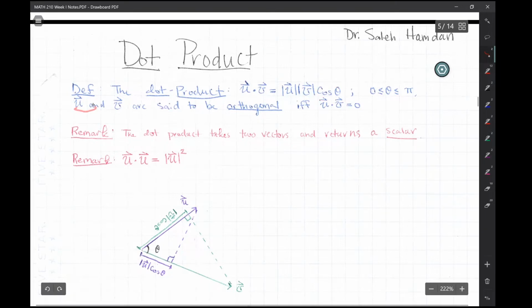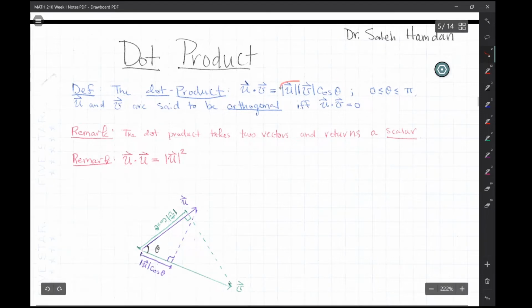Moreover, we call u and v orthogonal. So u is orthogonal to v and v is orthogonal to u, if and only if u dot v is equal to 0. Okay? When the dot product is equal to 0, then these two vectors are said to be orthogonal.